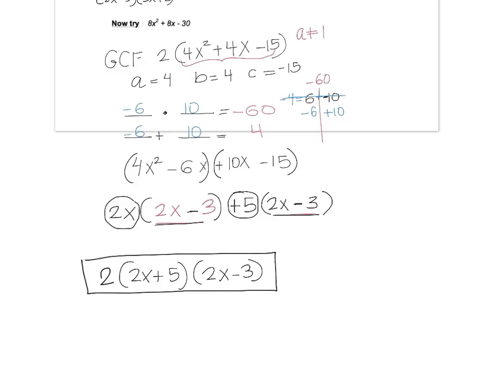Now, if you have access to a calculator, you can put the original standard form or the original equation in y1 and your factored equation in y2 and graph it. If you see the same parabola or the same graph, then you have factored correctly. If you see two different graphs, then that means that you have made a mistake somewhere, and you can go back and check your work. And that's the end of the grouping method.